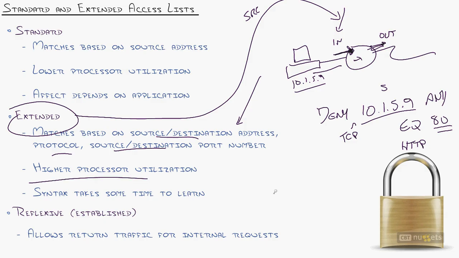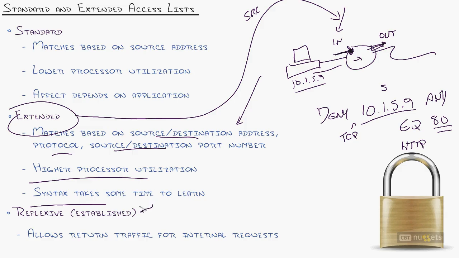Higher processor utilization because there's more that it looks at. And I will say this syntax takes some time to learn. Don't worry when we get into the syntax, the configuration of these access lists. If it takes a little bit for it to soak in, this is almost like subnetting. Not quite as bad. But in my experience, students initially coming in, it just takes some time to soak in.